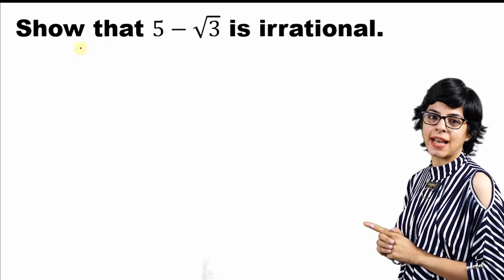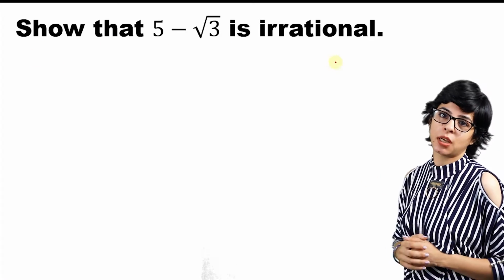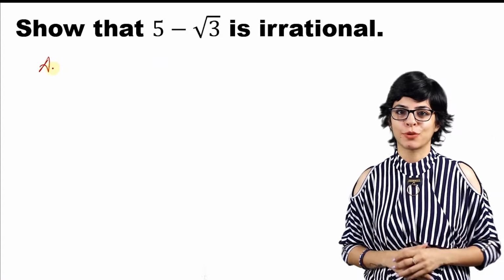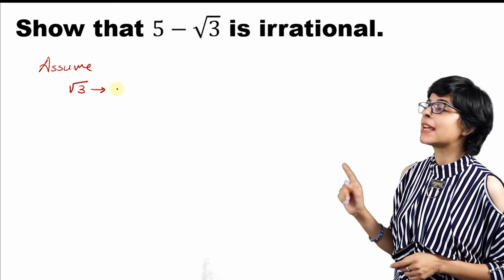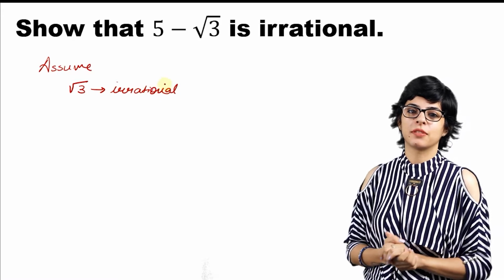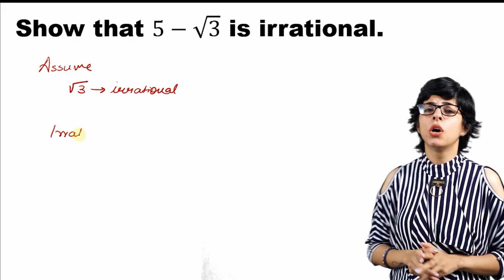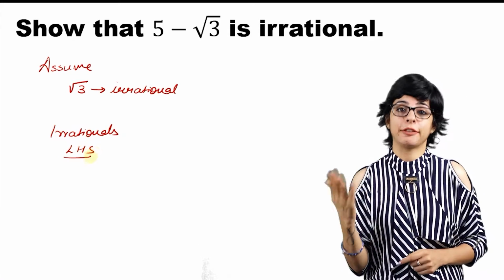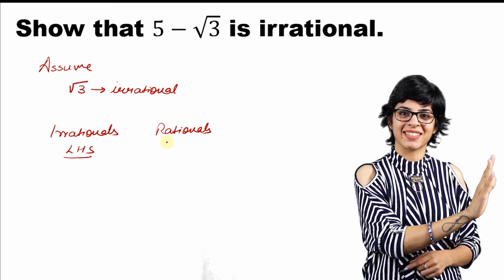The next question says: show that 5 minus root 3 is an irrational number. Now the contradictory approach will actually not solve your problem. So we have to assume here that root 3 is irrational. Alright, now let's start solving the question here. The approach which we are going to follow says that all the irrational numbers have to be written on the left hand side and everything else will go on to the right hand side.